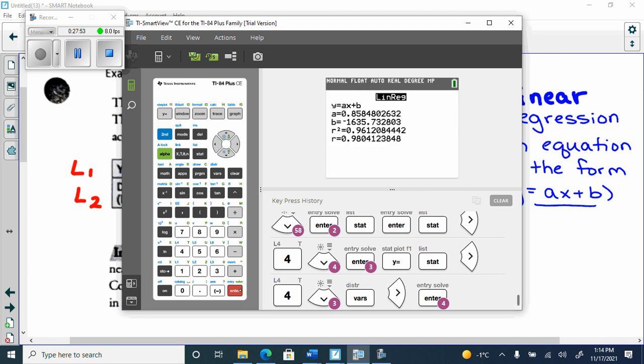So now, if you have the new calculators, press y equals. There better be an equation there, unless you bypass everything I just said. Does everyone have it sitting in there? Yeah. Then you need to store the regression equation.